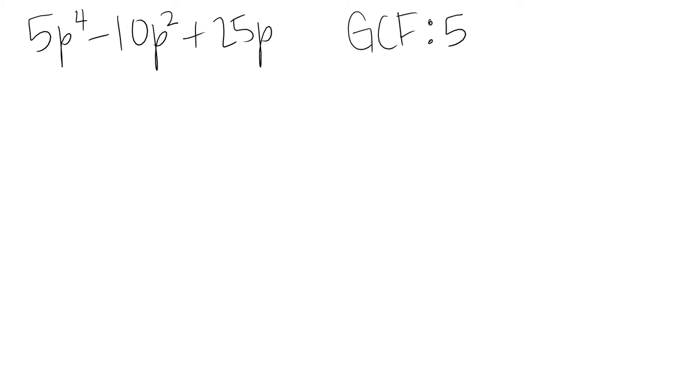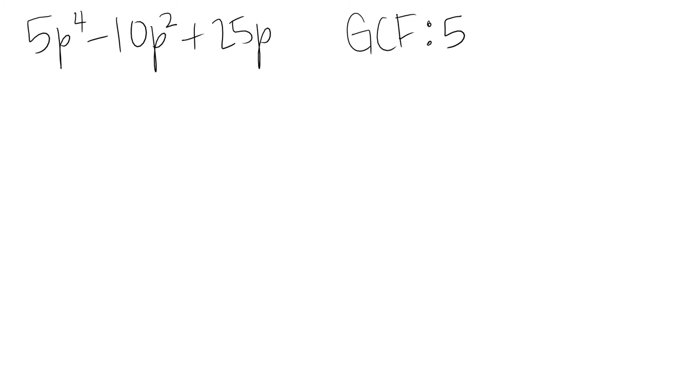Then you want to look at your variables. So I've got p to the fourth, p squared, and p. The question is, what is a factor of p to the fourth? Well, p to the fourth is the same thing as p multiplied 4 times. So technically I have p times p times p times p. I've got 4 of them. -10p squared has 2 of them, and 25p has 1 of them. So what they all have in common would just be 1p.